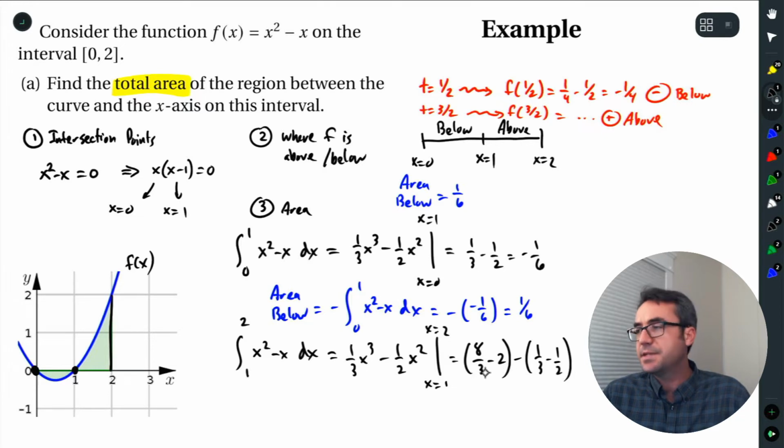And if we clean this up, we can simplify this down. And what do we end up with? Well, this ends up being a negative 1/6 here. I won't go through it all, but we end up with 5/6 if we simplify this down.